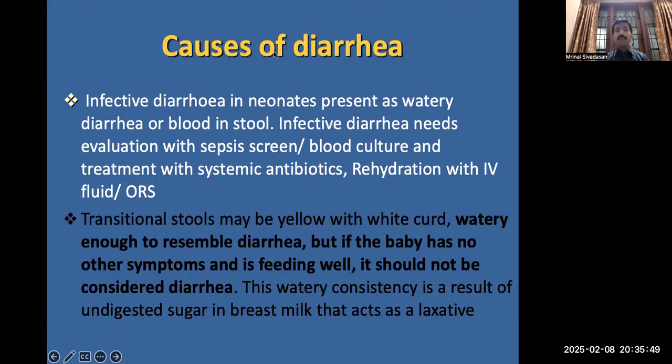And then causes of diarrhea. The infective diarrhea in neonates present as watery diarrhea or blood in stool. Now, infective diarrhea needs evaluation with sepsis screen, blood culture, and treatment with systemic antibiotics, rehydration with IV fluid, and ORS.